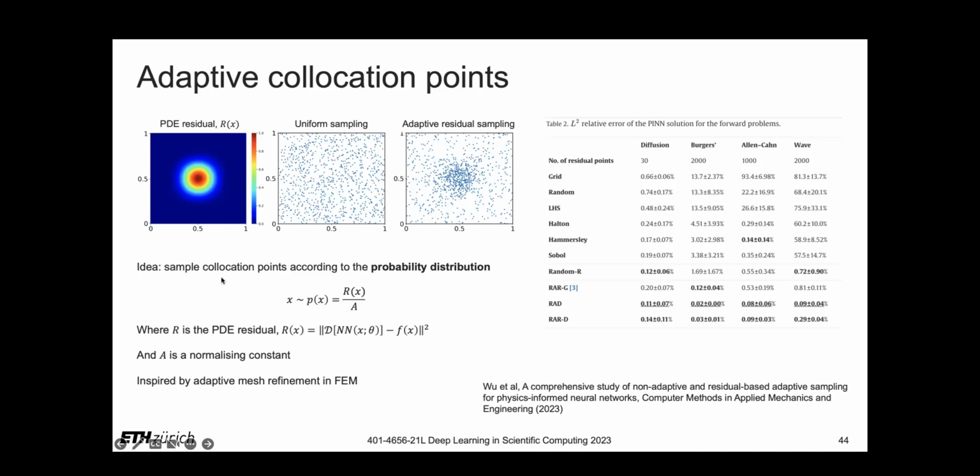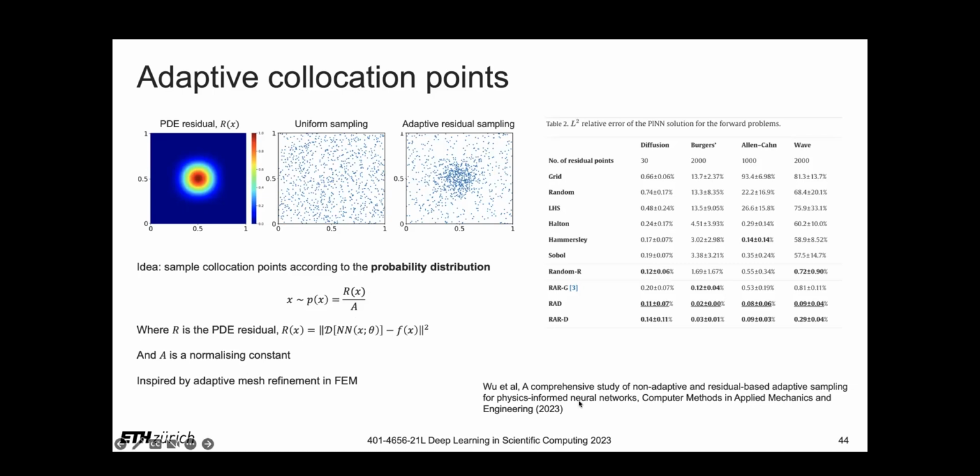When we're picking collocation points for each training step, we're just going to sample according to this probability distribution, which is directly proportional to the PDE residual function itself. So this is just the PDE residual, and A is some normalizing constant. We have to normalize this over many inputs to sample from a distribution rather than just a function. You can see how this is analogous to adaptive mesh refinement in finite element methods, where you're making the mesh smaller where the solution is higher frequency or more complex.